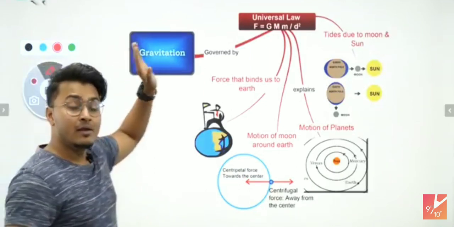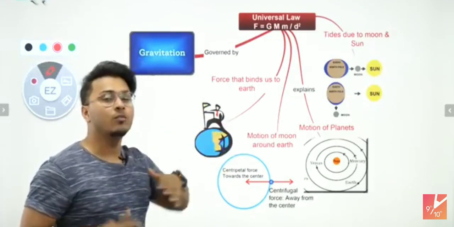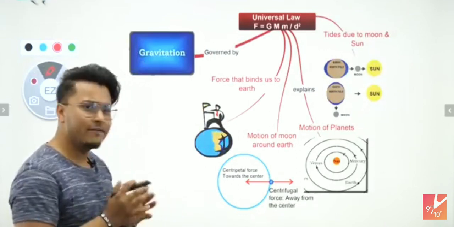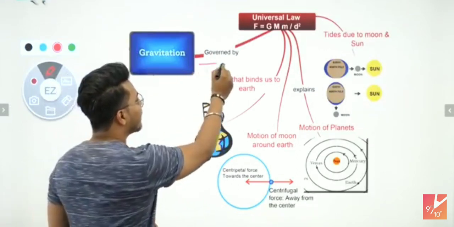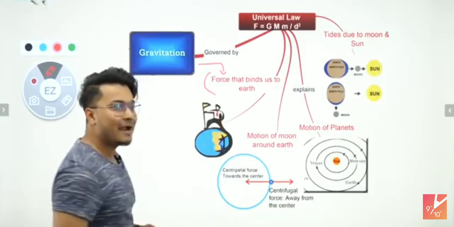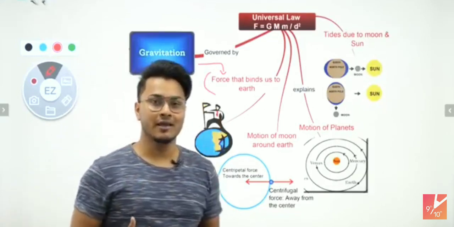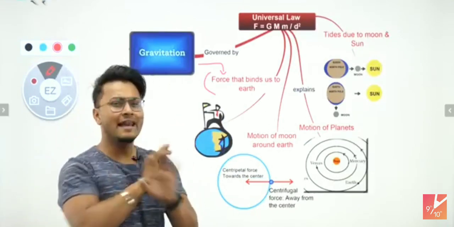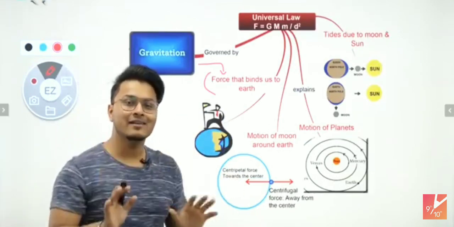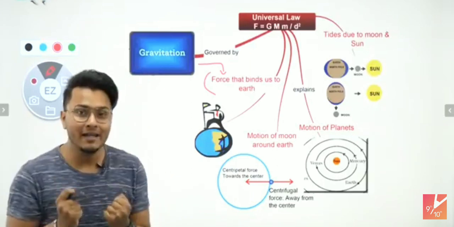The chapter Gravitation starts with the concept of what is gravitation. So in very simple terms, for a 1 mark question, what you're going to do? What is gravitation? Gravitation is nothing but the force that binds us to the earth. That is the force, isn't it? In the simplest and most layman terms, what is gravitation? That is the force with which we are bound to the earth.